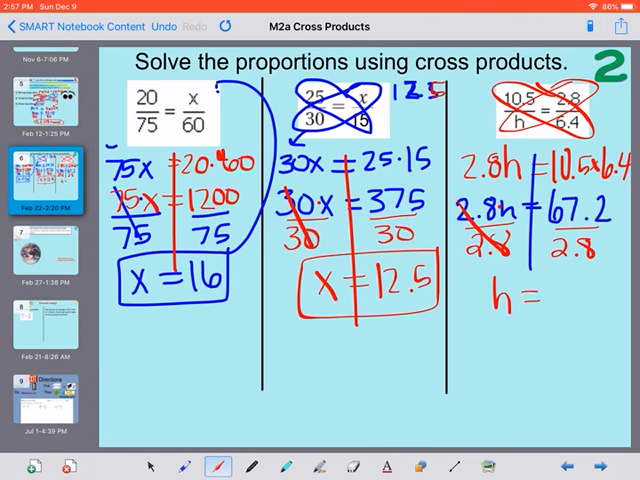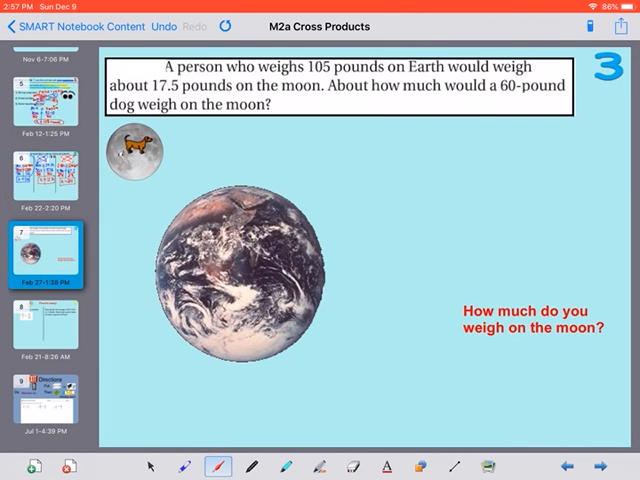So if I plug that in my calculator, 67.2 divided by 2.8, it actually turns out to be a nice number, 24. So h represents 24. Let's go on to the back side. This one's a word problem. We're going to have to set it up first.